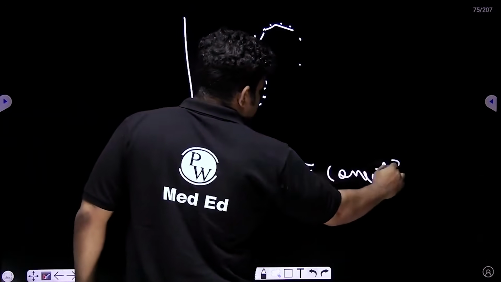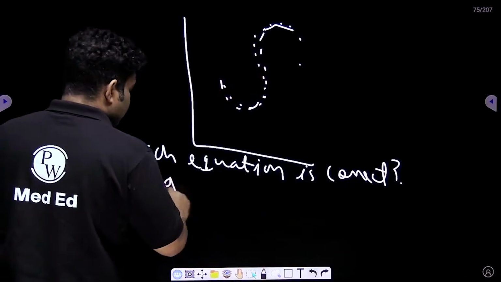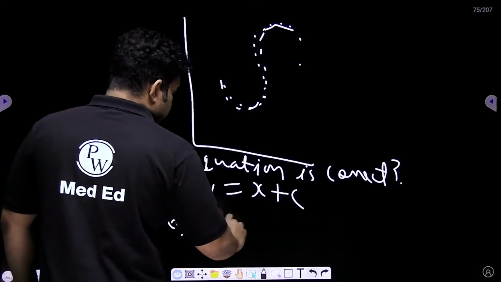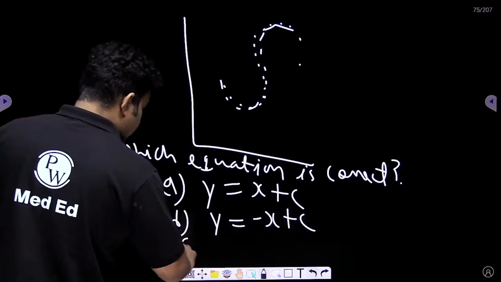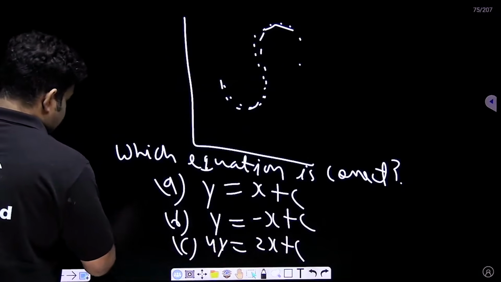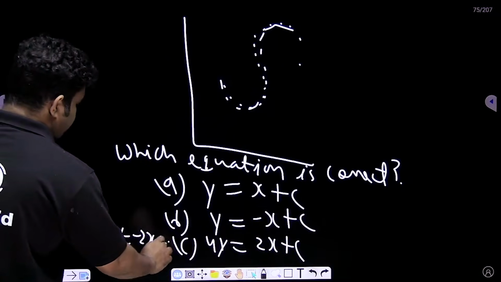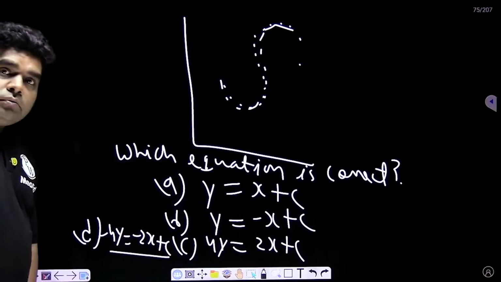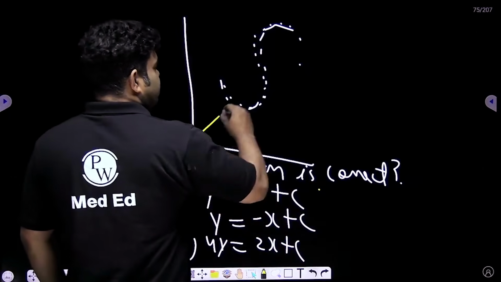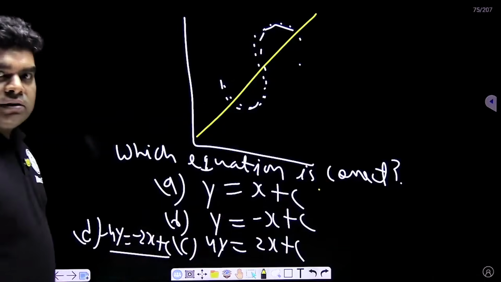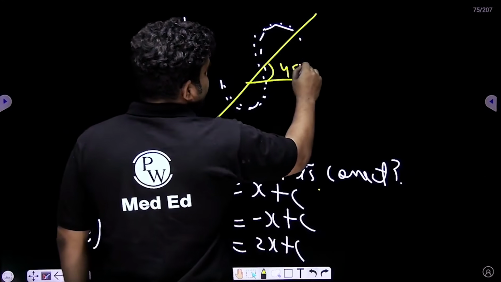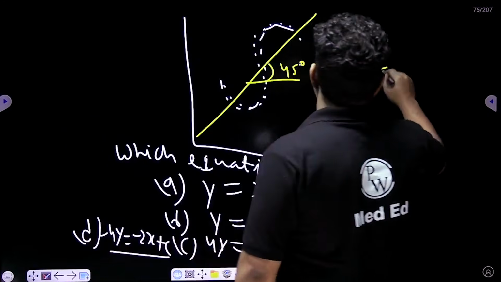Is the correct equation option A, y is equal to x plus c, or option B, y is equal to minus x plus c, or option C, 4y is equal to 2x plus c, or option D, minus 4y is equal to minus 2x plus c. What is correct? So my dear friend, this plot is there, but if you draw an imaginary central line, which is at minimum distance from all the dots, the imaginary central line will go straight. Straight means this angle is 45 degrees and tan 45 degrees is equal to 1.